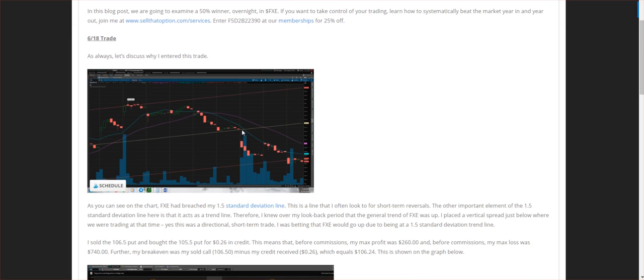I want to point out what these lines are. So this is the 1 hour chart here. And what I have here is a 1.5 standard deviation line. The standard deviation lines do a couple of things. One, they tell us what the trend is, right? They give us a slope, if you will. Think standard deviations from high school math, right?